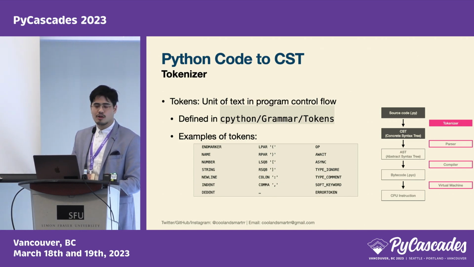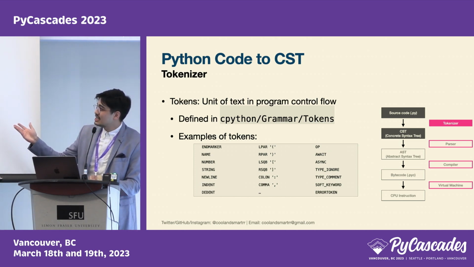So first, let's talk about how Python code is taken and turned into CST. So Python code is taken by the tokenizer, and a token is basically the unit of text, or the chunk that's recognized by the program to control the flow. These texts are defined as grammars, and the token grammars are defined in the CPython source code, in the Grammar/Tokens file. So here is a list of some of the tokens.